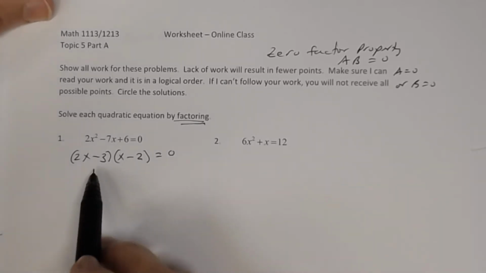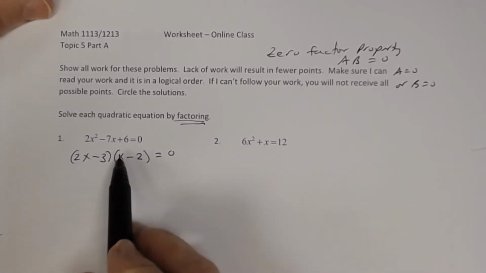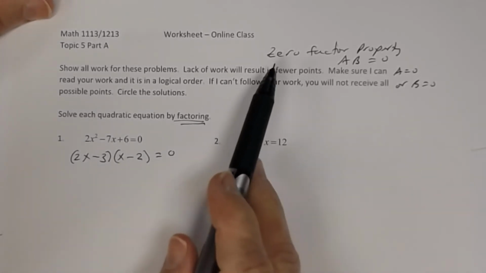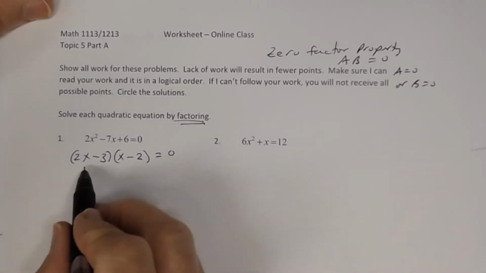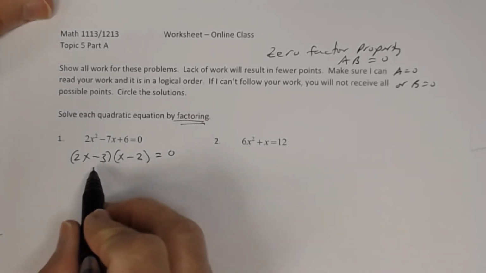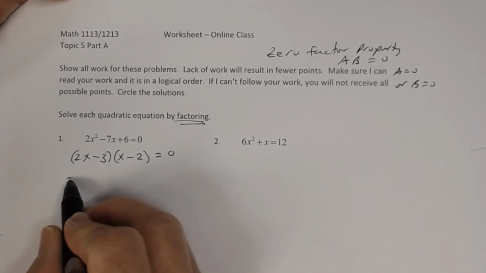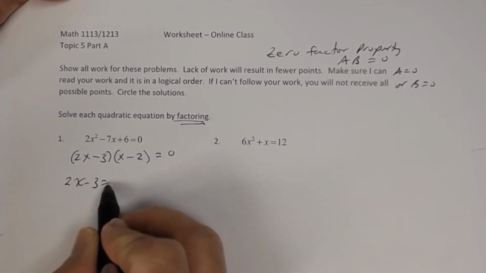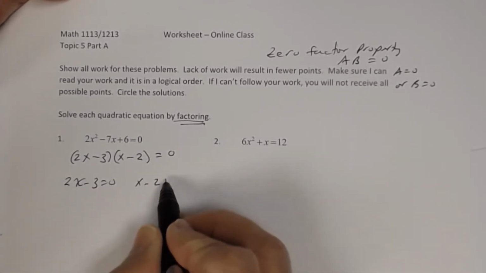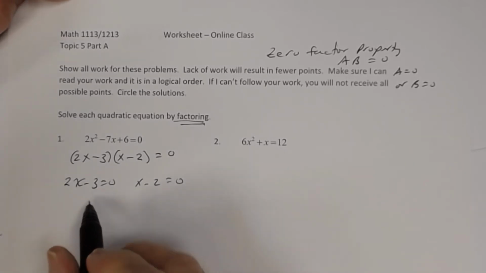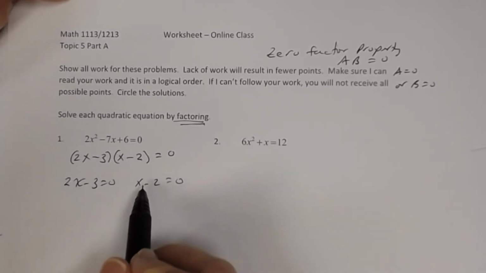And that's what's happening here. I have two factors whose product is 0. So according to the zero factor property, one of those factors has to be 0. So we're going to set each of those equal to 0. So 2x minus 3 equals 0, and x minus 2 equals 0. The next step is to solve each of these linear equations.